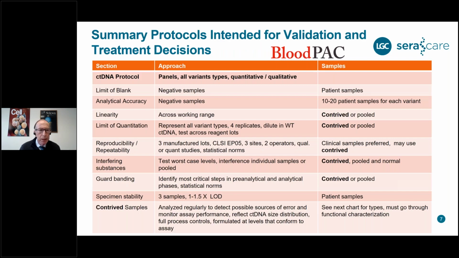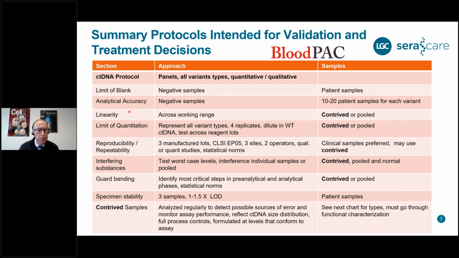So here's a table that summarizes the protocols intended for validation of these NGS assays. This column is the protocol, the approach, and the types of samples that a laboratory can consider to validate that particular part of the protocol. So for limit of blank, you should be using negative patient samples. For analytical accuracy, of course you have to include your negative samples as well, but you also need 10 to 20 patient samples for each variant. Again, this is the recommendation from BloodPac published in Clinical Chemistry.